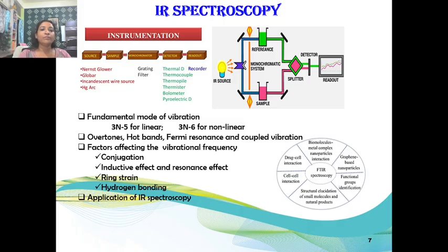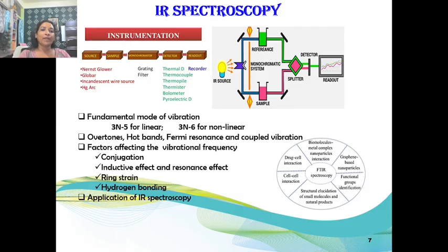Now the fundamental modes of vibration. There are two rules: one is for linear compounds and another is for non-linear compounds. For a linear compound, the rule is 3n minus 5, and for a non-linear compound, the rule is 3n minus 6. N is the number of atoms present in any molecule or compound.